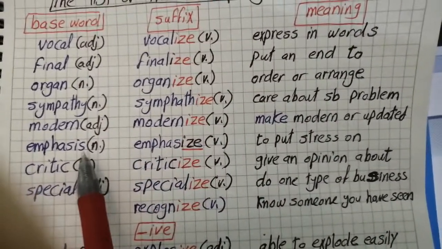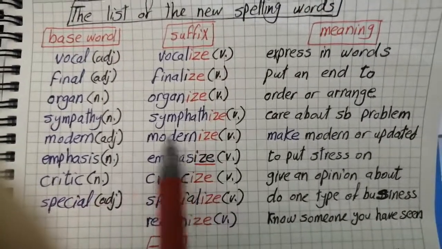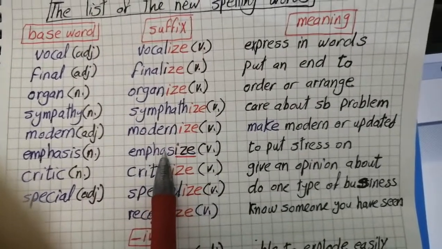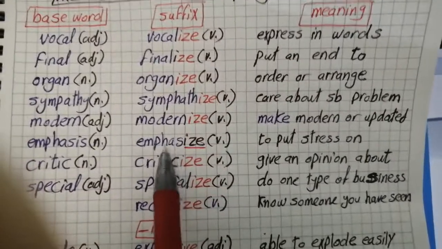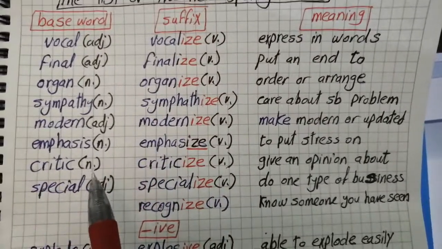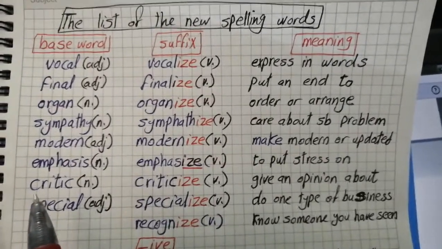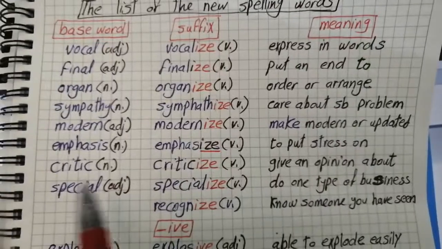Here, emphasis. Emphasis means stress or focus. So when I add ize, I change it from a noun into a verb. Emphasize means to make stress on, or to put stress on, or to make stress to show something you are talking about is really important. For example, the boss emphasized the rate of purchase during that period.